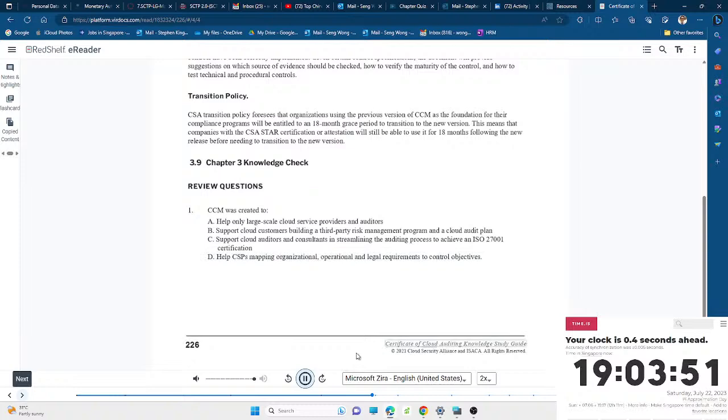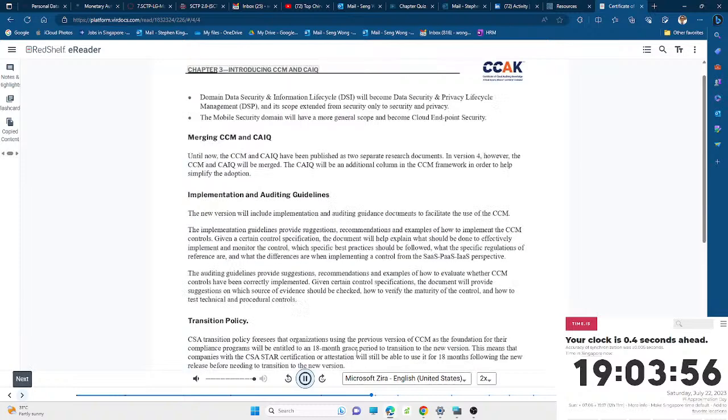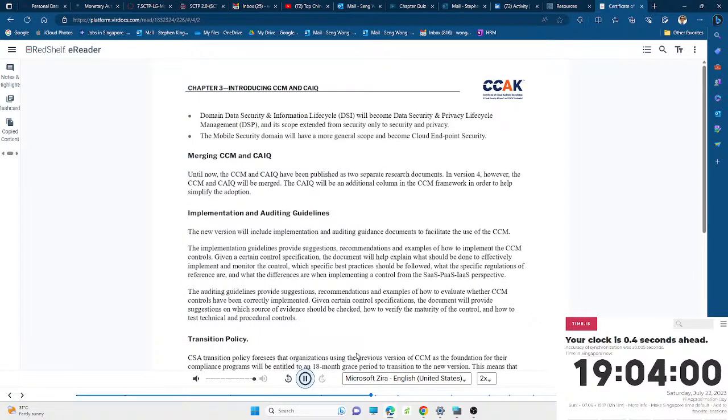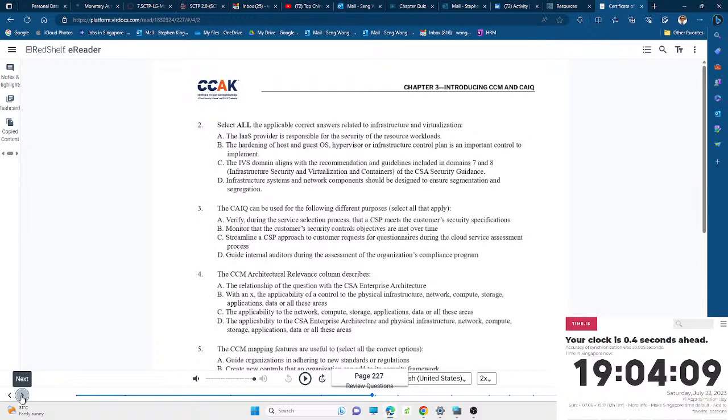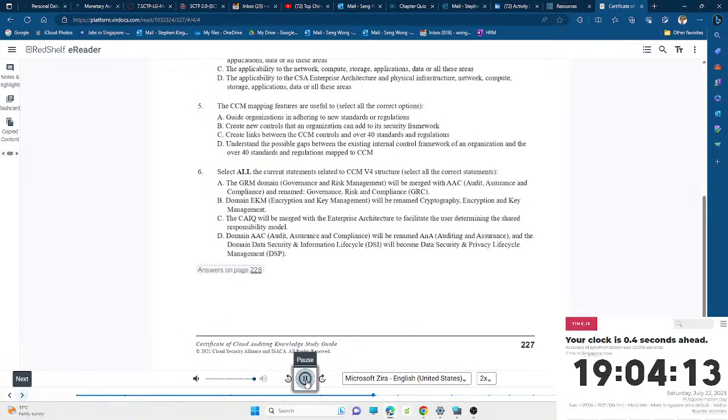226 Certificate of Cloud Auditing Knowledge Study Guide Copyright 2021 Cloud Security Alliance and CCAK. All rights reserved. Chapter 3 Introducing CCM and CAIQ. Image with the following description: image for page with label 226. Answers on page 228.